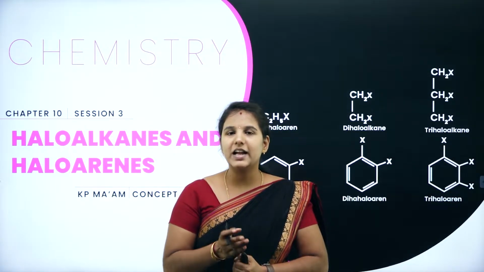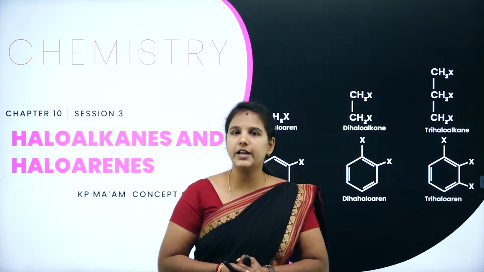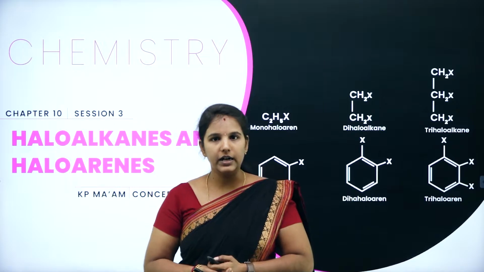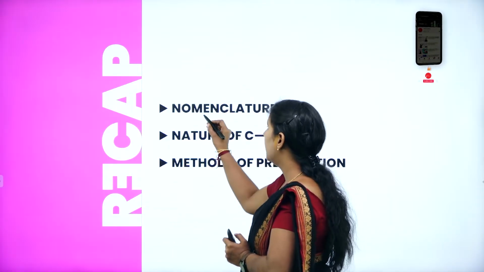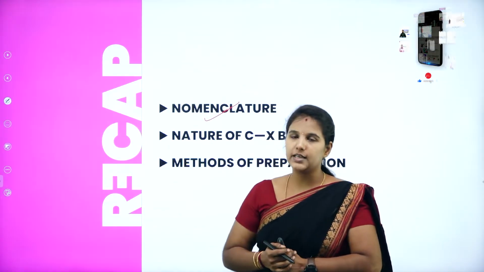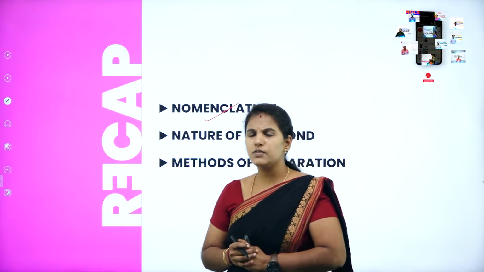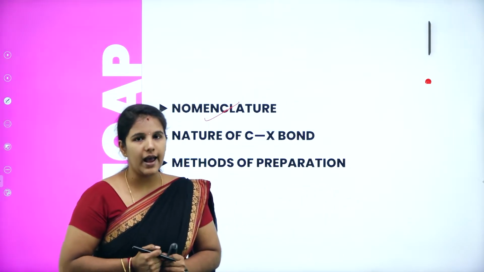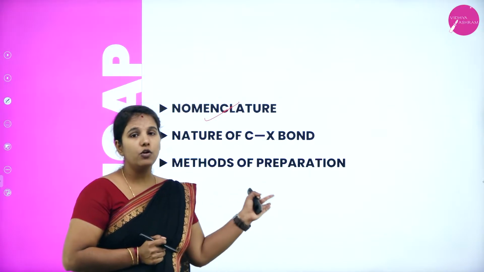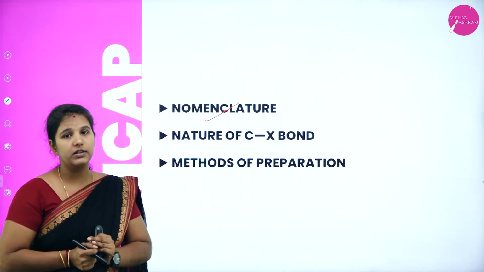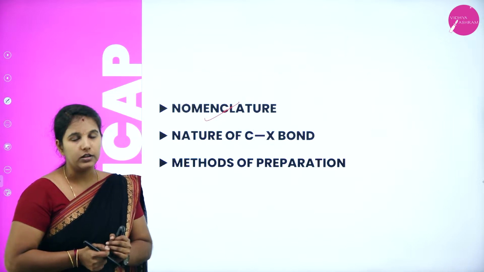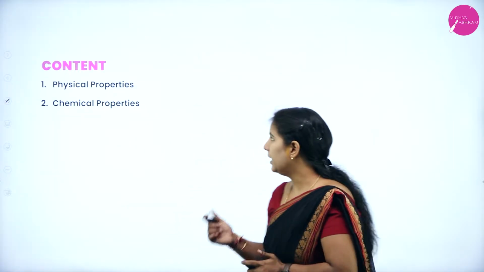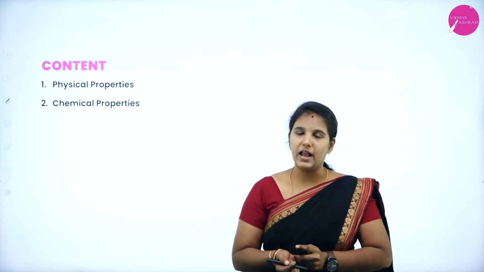My dear students, in our last discussion, we were dealing with the unit called Haloalkanes and Haloarenes. Under that, we discussed the nomenclature of haloalkanes and haloarenes, understood the nature of carbon and halogen bonds in them, and deeply discussed the methods of preparation. Today, we'll step up to understand the physical and chemical properties of haloalkanes.